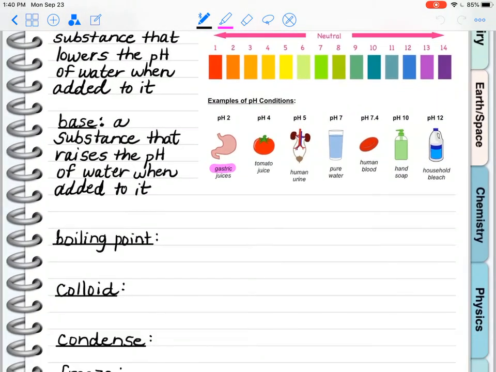Okay, the boiling point. This is a point at, it's a temperature. Whoops, I'm still on shape tool, sorry. It is a temperature at which a liquid changes to a gas.